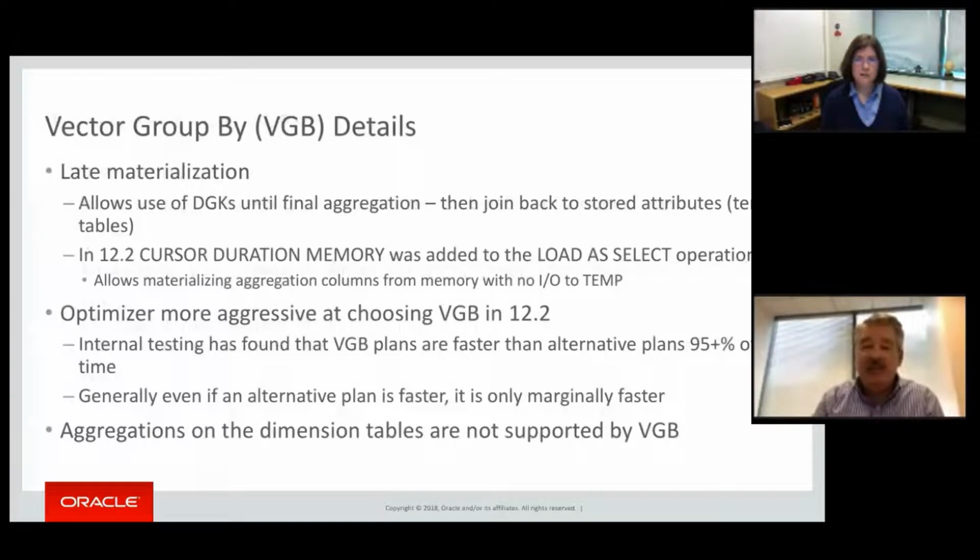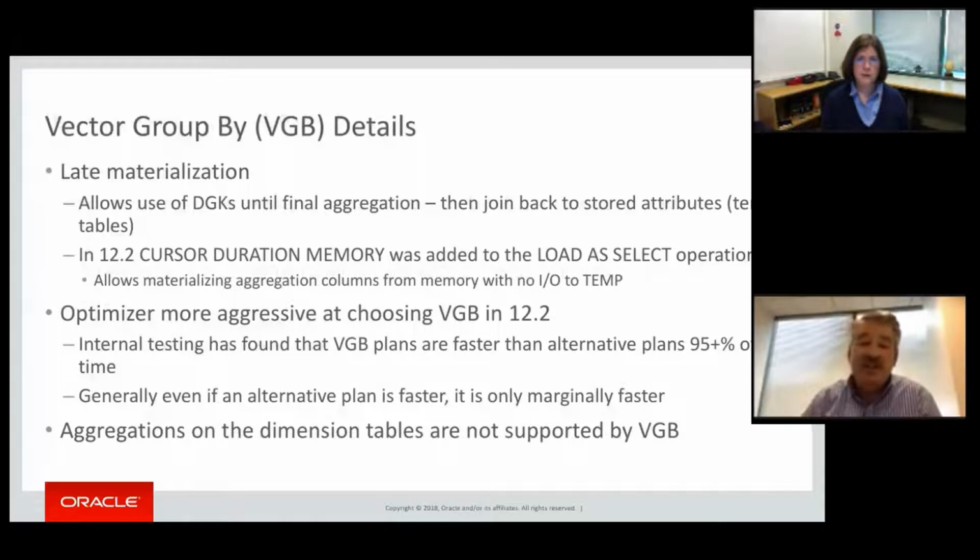Just as a further late materialization, the bottom line is that since we're using dense grouping keys and key vectors, we do ultimately have to materialize back the actual column values. Rather than putting them into the join table, we keep them in what originally was temporary tables and now is in memory in a temporary structure.